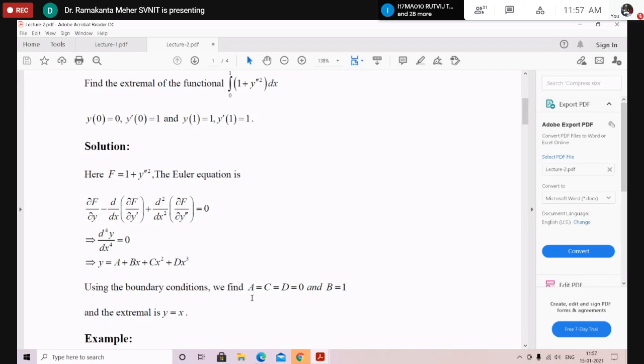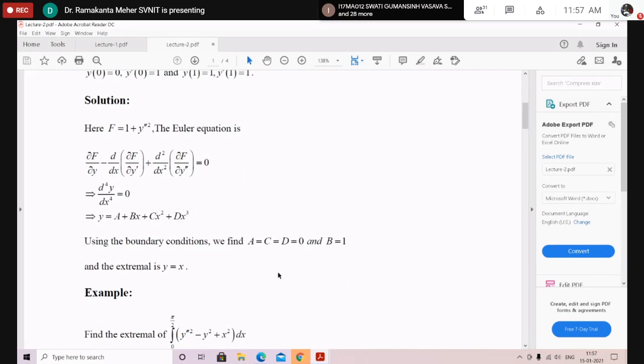That means finally you can get a equal to c equal to d all are 0, and b equal to 1, that we got from y dash 0 equal to 1. So hence the final solution or final extremal is y equal to x, and this is a unique solution, a unique extremal, and the extremal is y equal to x.